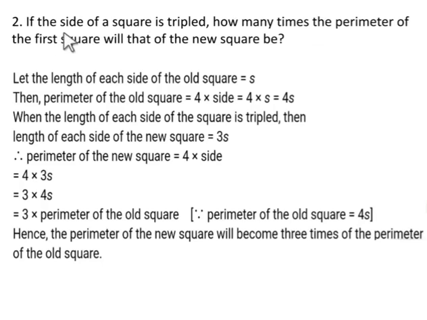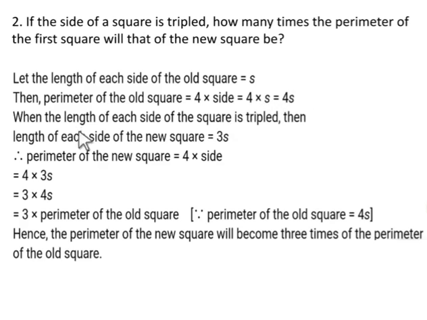Example number 2. If the side of a square is tripled, how many times the perimeter of the first square will that of the new square be? Now children, what is given here? That if the side of a square is tripled, that is, if you take the side of the new square as 3 times the side of the old square, then you have to find the relation between the perimeter of the old square and that of the new square. So let us see. If you consider the length of each side of the old square as S, then the perimeter of the old square will become 4 multiplied by side, that is 4 into S, equal to 4S.